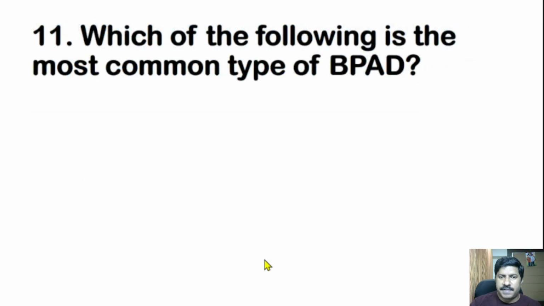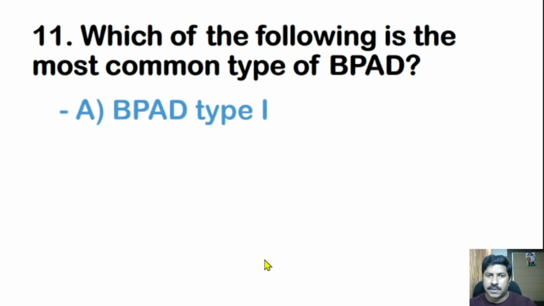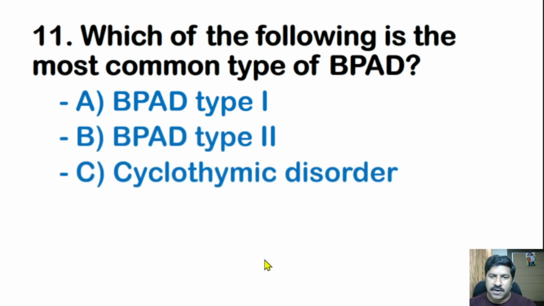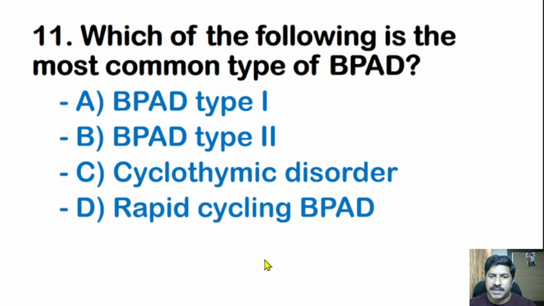Then 11th question, which of the following is the most common type of BPAD? This may be a rare question that you may be hearing for the first time. BPAD type 1, BPAD type 2, cyclothymic disorder, rapid cycling BPAD. So which one is the commonest BPAD? Here the correct answer is BPAD type 2. That is the common type of BPAD.